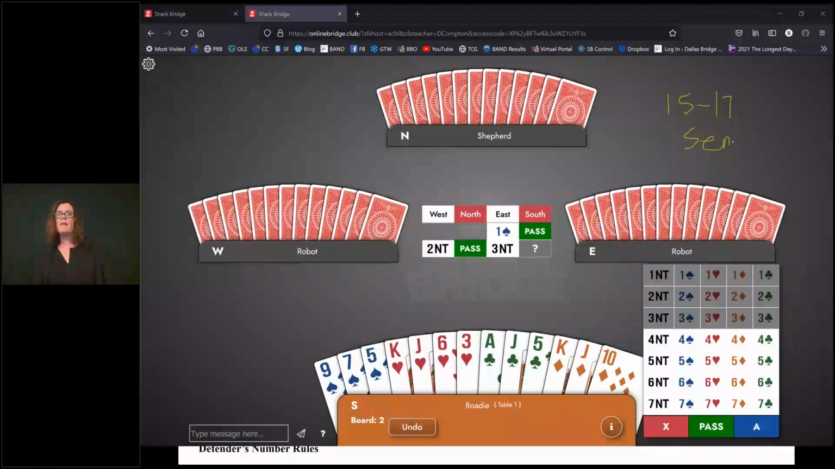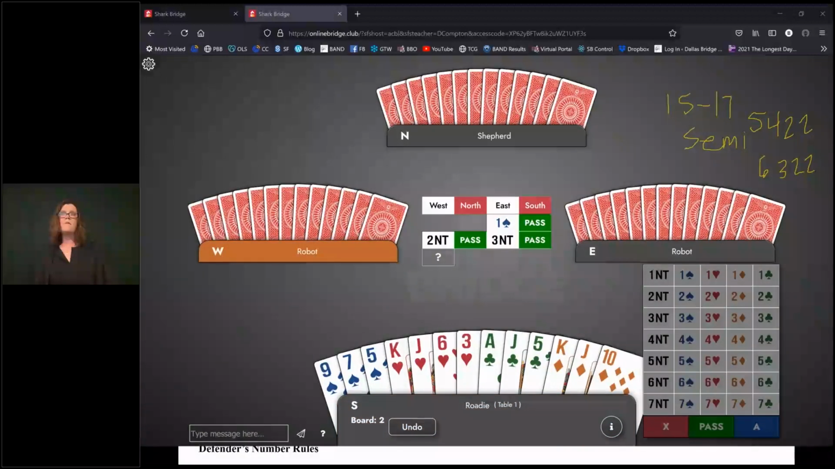So what does that mean? That means they have 2 doubletons. They don't have any voids. They don't have any singletons. And so most likely they have a 5-4-2-2 shape. That would be a semi-balanced hand. Could be 6-3-2-2. Semi-balanced. South passes and West bids up to 4 spades. And it goes all pass.